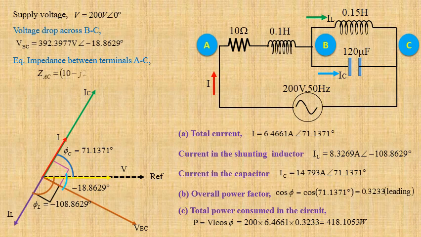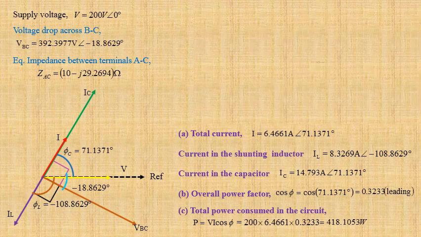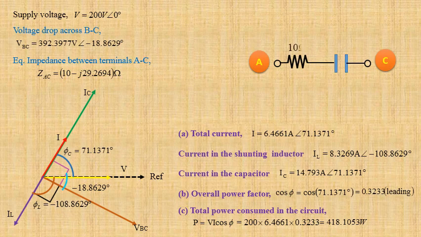We have determined equivalent impedance between terminals A and C. ZAC equals 10 minus j29.2694 ohm. Therefore, we can replace this series parallel circuit by a simple series RC circuit where value of resistance is 10 ohm and value of capacitive reactance is 29.2694 ohm.